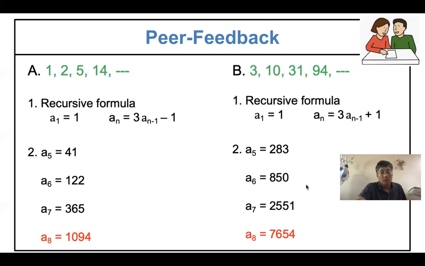And second one, 283, 850, 2500, 7654. All right, so you understand? We'll stop here.